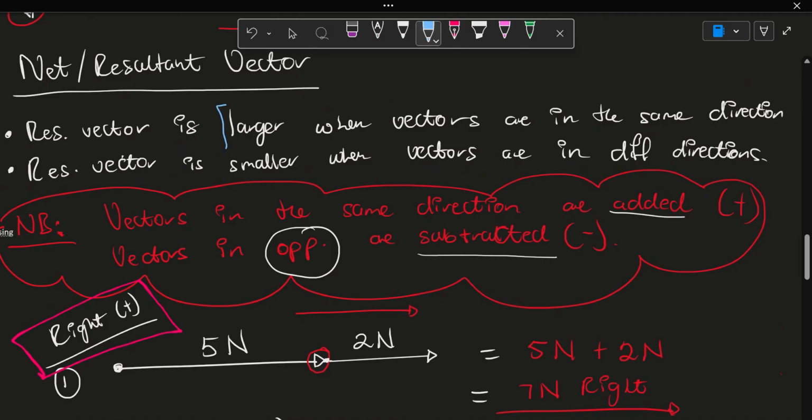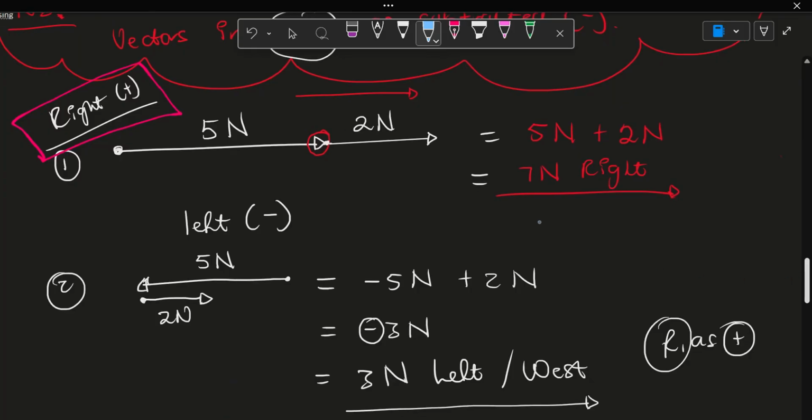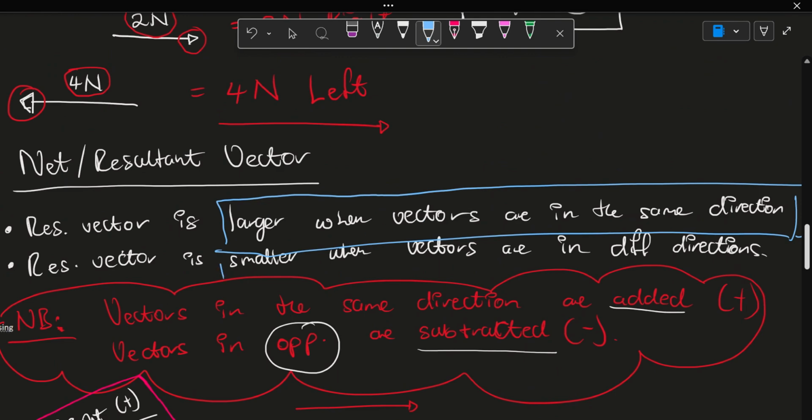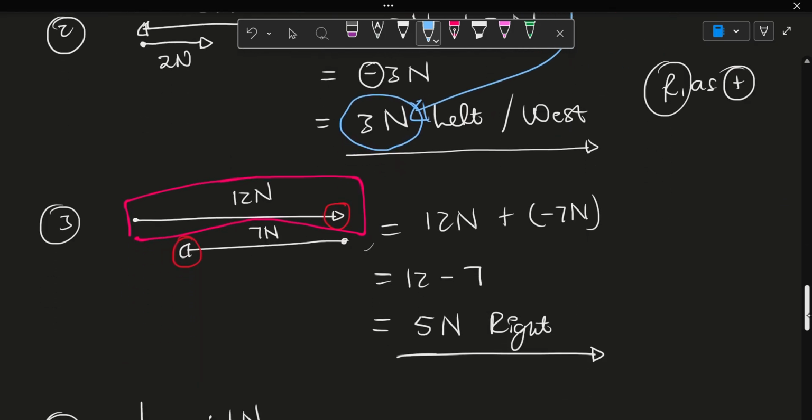Oh, and just a quick thing, look at this. Remember, when I said that a resultant vector is larger when the vectors are in the same direction. Look at the first one. When you have vectors in the same direction, you have your resultant vector as 7 newtons. But with vectors in the opposite direction, you should have it smaller. Here, I had 5 and 2 in the opposite direction, and I got 3 newtons, which shows that 3 is less than 7. This is just the point I wanted to raise.